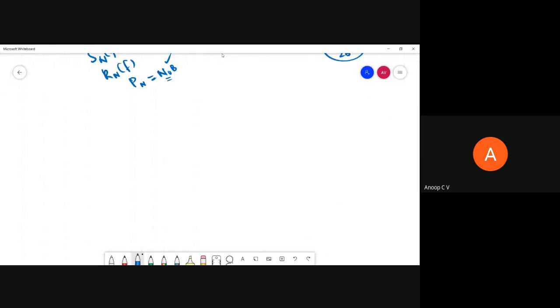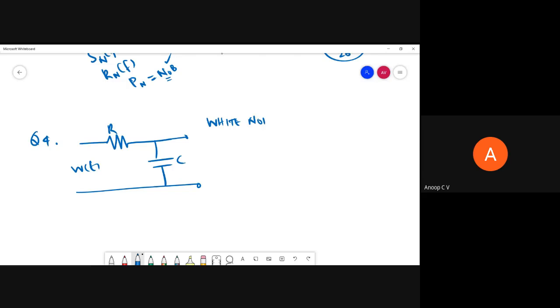Next we'll solve one more problem and wind up this session. Q4: if you are giving white noise to an RC low pass filter, what will be the output? Same as before, we need to find S n of f, R n of tau, not R n of f, sorry, and then the total output power. These are the things we have to find.